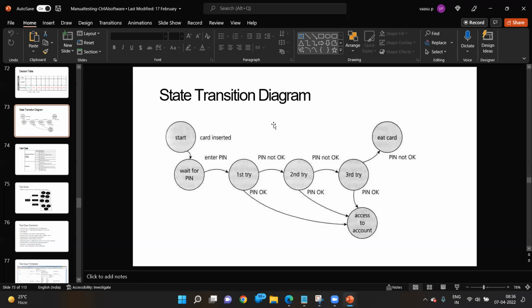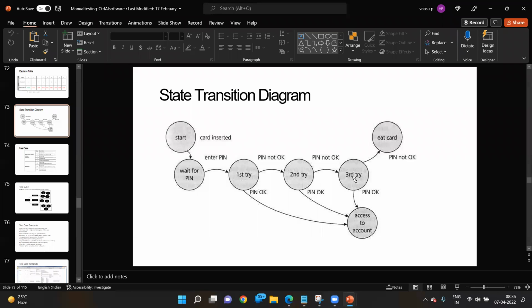What are the various steps involved to test the particular scenario that they are going to draw using a state transition diagram. Each circle indicates one state, starting with the start, and then wait for PIN number, and then we go for first try, second try, and third try. If you enter an incorrect PIN consecutively 3 times, automatically your credit card or debit card gets locked.